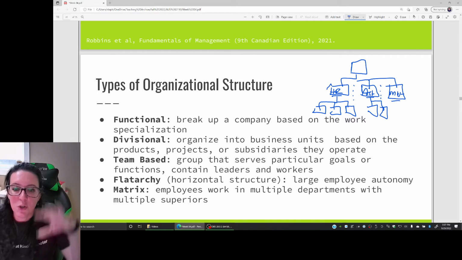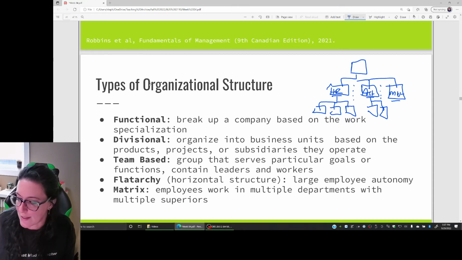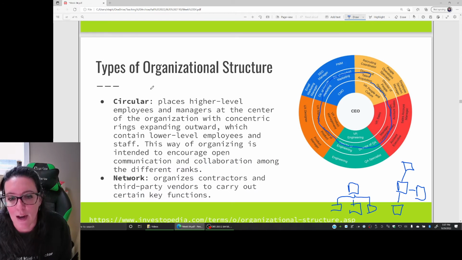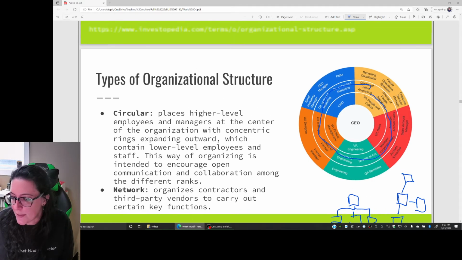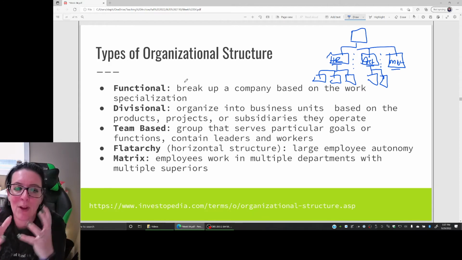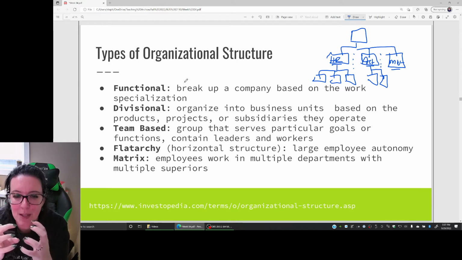So functional and divisional are much more traditional, in that you report to your boss and you don't necessarily interact a whole lot with others at the same level within the organization, versus the circular, which emphasizes that interaction. Other types of organizational structures might be more team-based. So here we have a leader and their workers working together. And so it's less centralized work because the group is interacting at very much the same level.